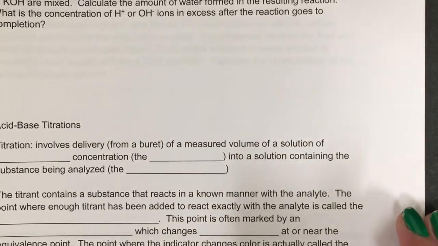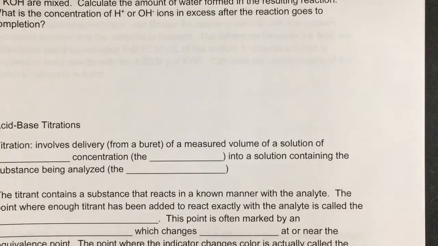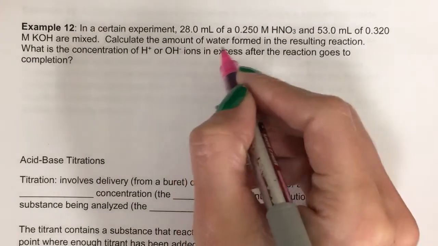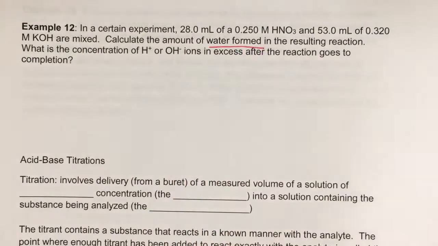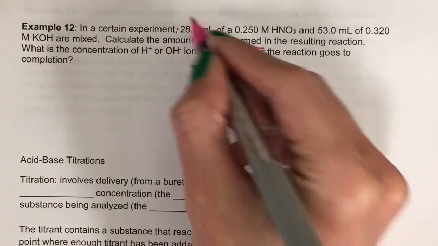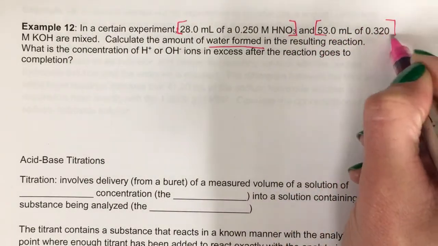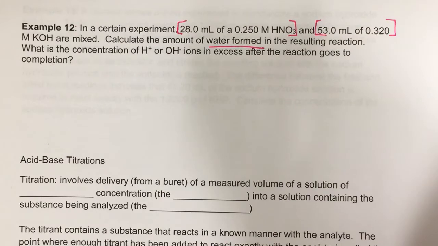So let's look at example 2. I've got 28 milliliters of 0.250 molar HNO3. I've got 53 milliliters of 0.320 molar KOH. I want to calculate the amounts of water formed in the resulting reaction. Okay? So, this time I have information about 2 different reactants, so I need to do 2 different calculations.